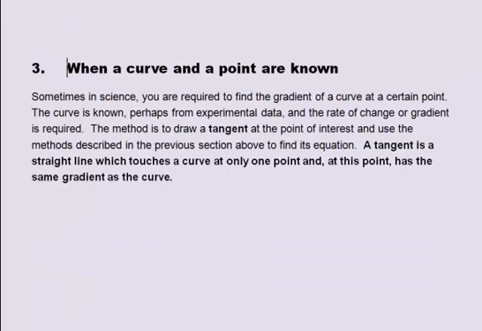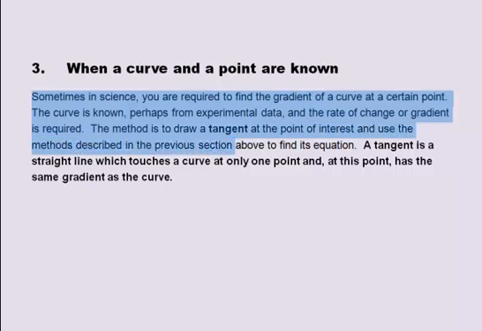3. When a curve and a point are known. Sometimes in science you are required to find the gradient of a curve at a certain point. The curve is known, perhaps from experimental data, and the rate of change or gradient is required. The method is to draw a tangent at that point of interest and use the methods described in the previous section above to find its equation.